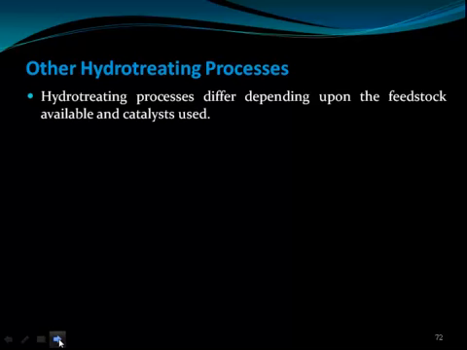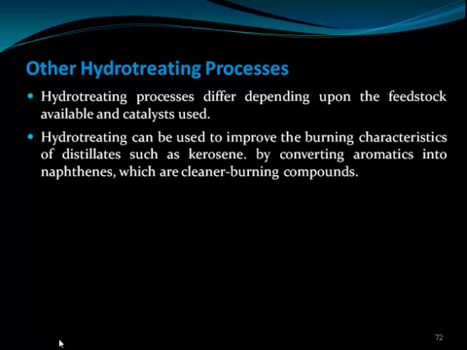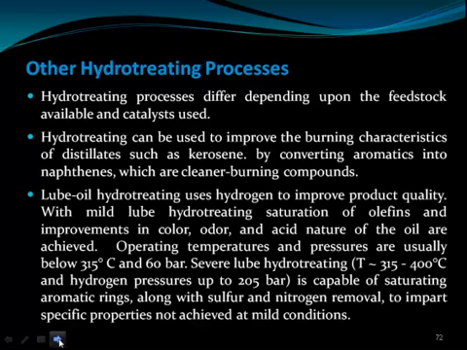The hydrotreating processes differ depending upon the feedstock available and catalyst used. Hydrotreating can be used to improve the burning characteristics of distillates such as kerosene by converting aromatics into naphthalenes, which are cleaner burning compounds. Lube oil hydrotreating uses hydrogen to improve product quality. With mild lube hydrotreating, saturation of olefins and improvements in color, odor and acid nature of the oil are achieved.